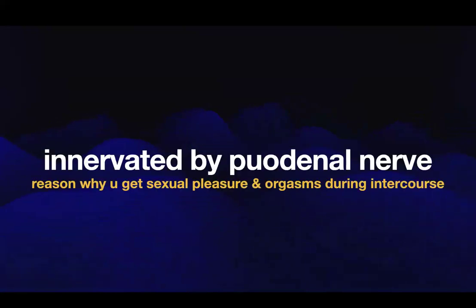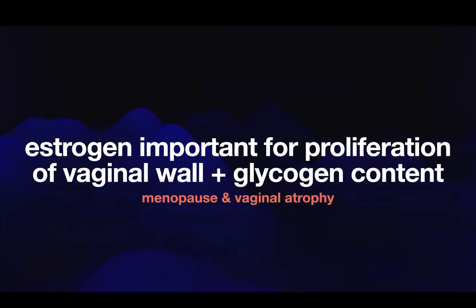Now, the vagina is innervated by the pudendal nerve. This pudendal nerve is the reason why sex feels pleasurable and why orgasms occur during intercourse, because the area is very heavily innervated. The location with the highest amount of innervation is the clitoris, which explains why the clitoris is the part of the female genital tract that feels the best during sex.